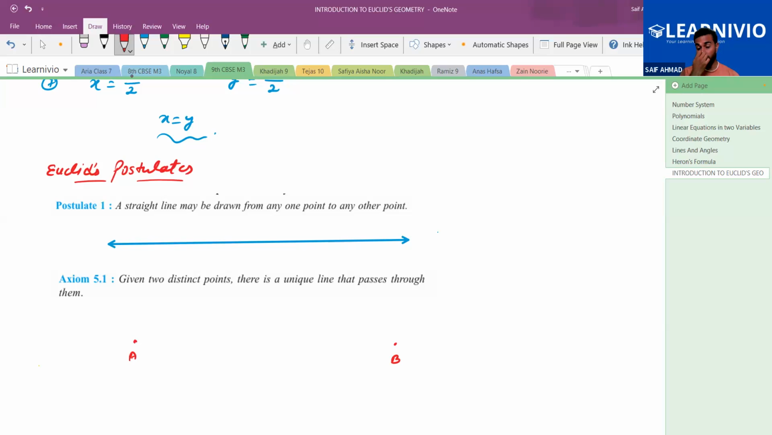I'm asking how many lines can we pass through only point A? Ramesh, tell me. Infinite lines. Yes, infinite lines. There are infinite lines that can be passed through point A.